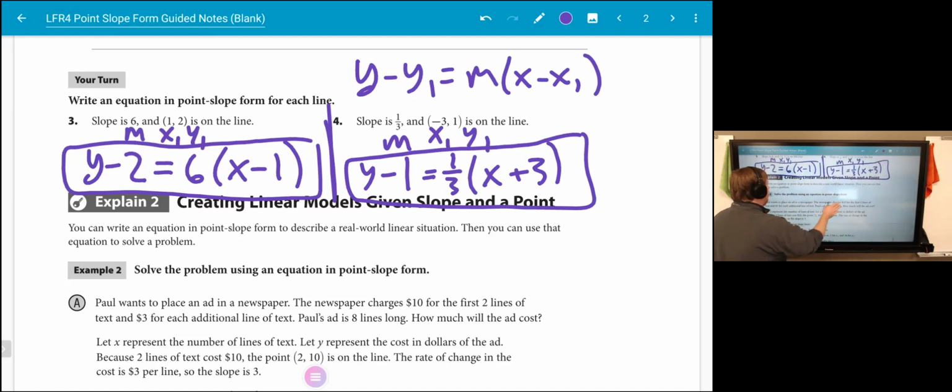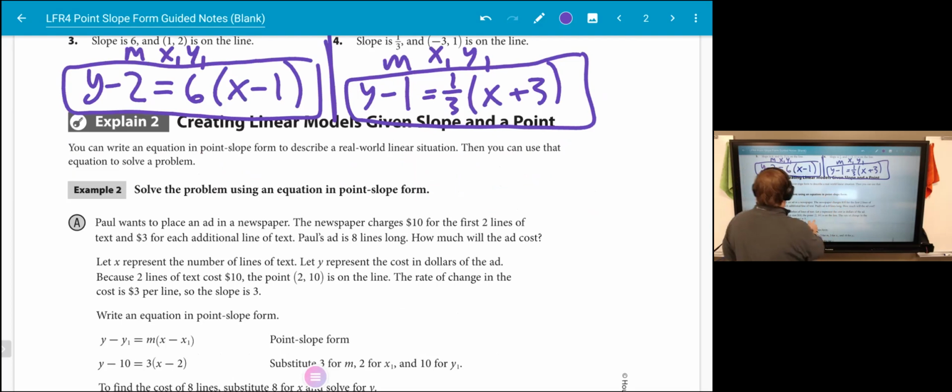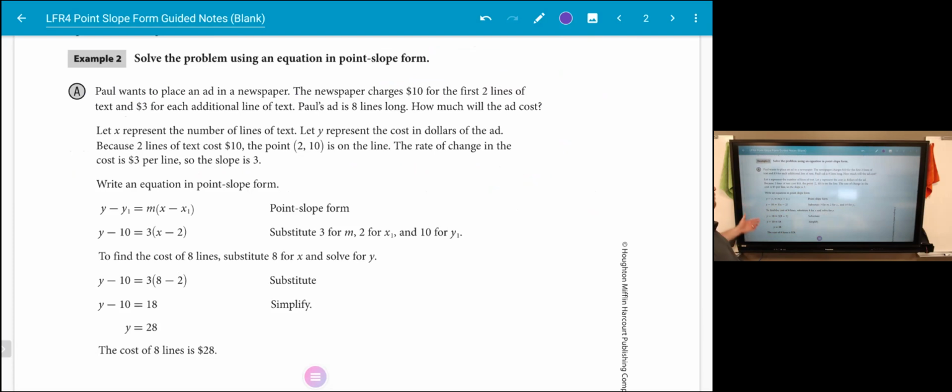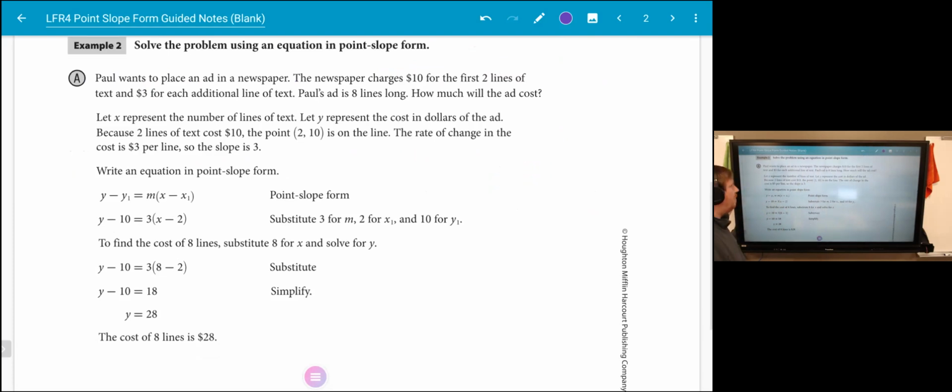So I know I wrote on this, but creating linear models given slope and a point, okay? Solve the problem using an equation in point slope form. Paul wants to place an ad in a newspaper. The newspaper charges $10 for the first 2 lines of text and $3 for each additional line of text. Paul's ad is 8 lines long. How much will the ad cost?